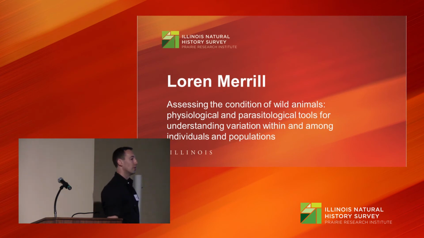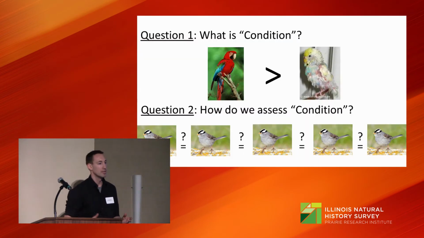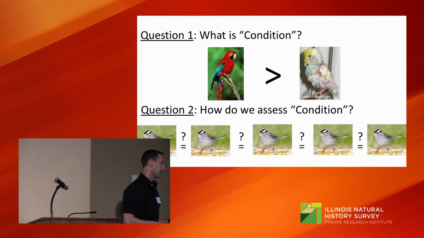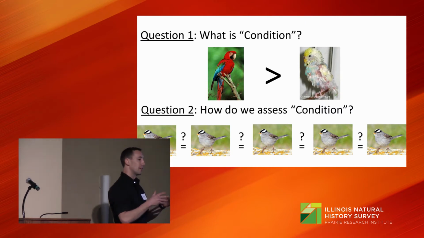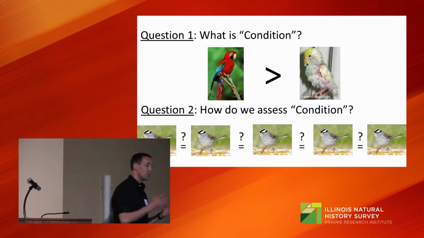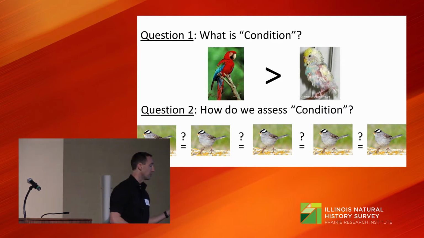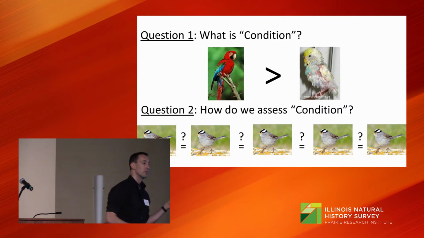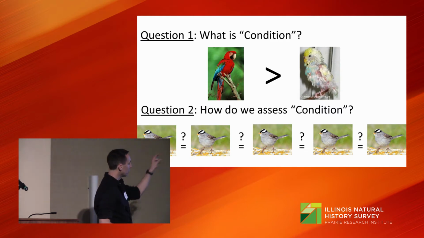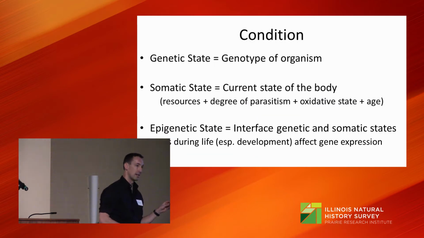So the major goal for both basic and applied biologists is assessing the condition of their study organism. And condition can seem like an intuitive concept. There's no universally accepted definition of what condition is, which can make assessing it difficult. So a recent study proposed that condition is a product of an organism's genetic, somatic, and epigenetic states.